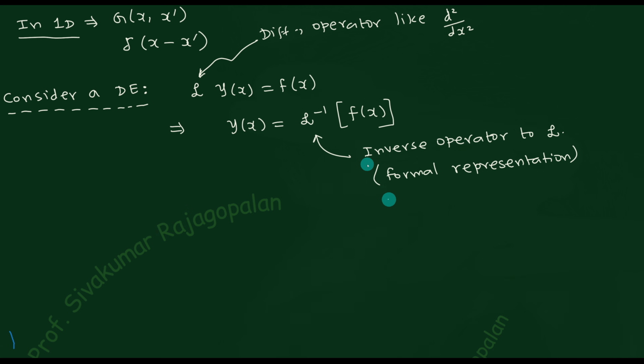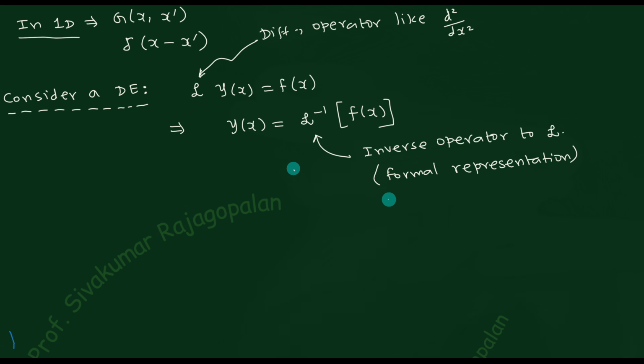Now, the word "formal" here is very important. L inverse means we can't say that this is to the power minus 1, and you should not write 1 divided by d square by dx square. That is not the inverse. That is not the inverse, right? You understand what is meant by that.